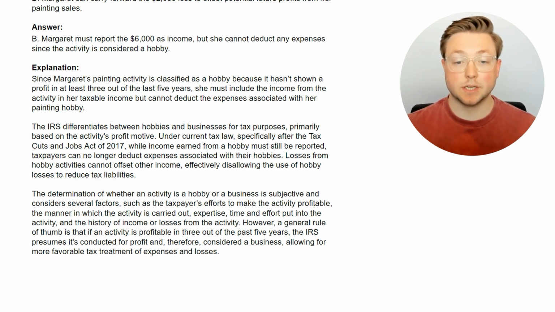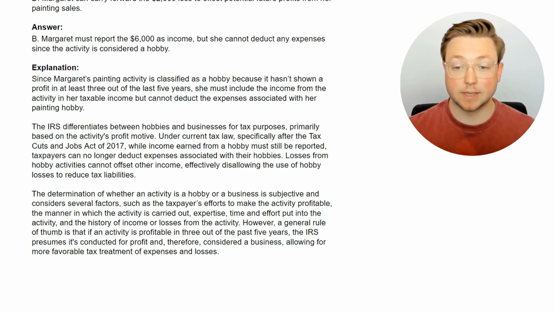The IRS differentiates between hobbies and businesses for tax purposes, primarily based on the activity's profit motive. Under current tax law, specifically after the Tax Cuts and Jobs Act of 2017, while income earned from a hobby must still be reported, taxpayers can no longer deduct expenses associated with their hobbies. Losses from hobby activities cannot offset other income, effectively disallowing the use of hobby losses to reduce tax liabilities.